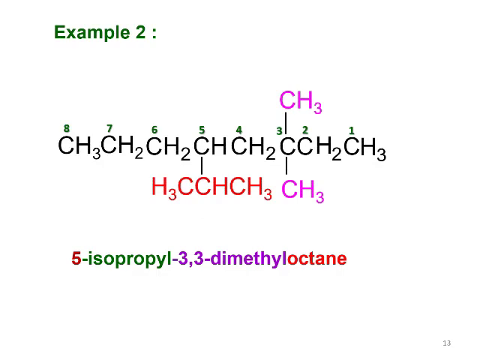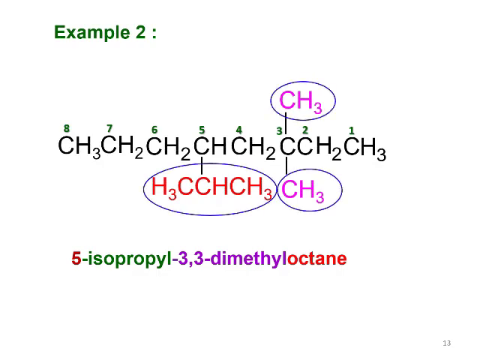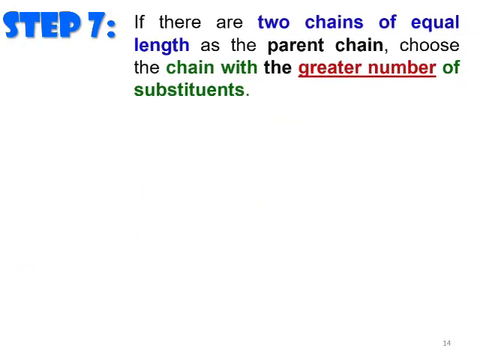For example number 2, the name is 5-isopropyl-3,3-dimethyloctane. Step number 7. If there are two chains of equal length as the parent chain, choose the chain with the greater number of substituents.